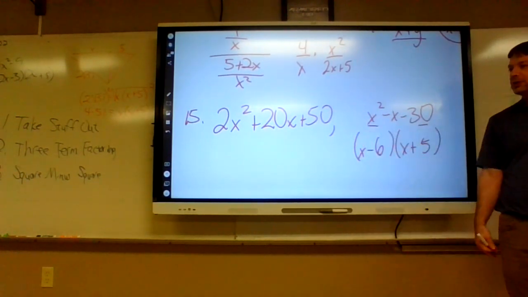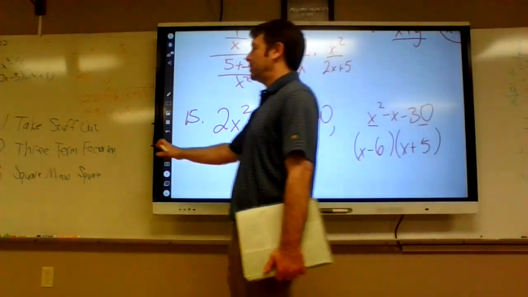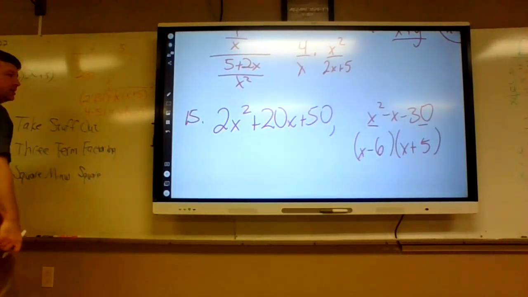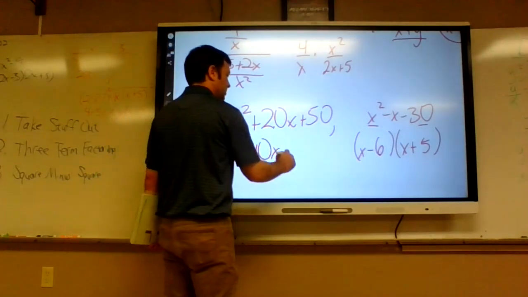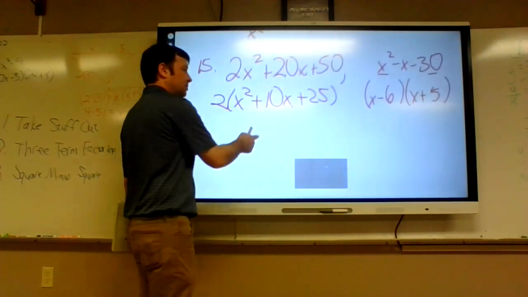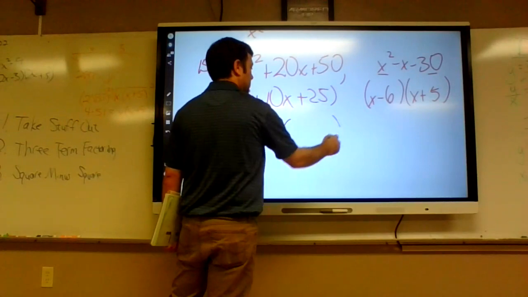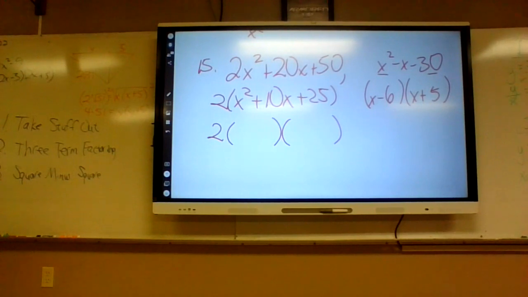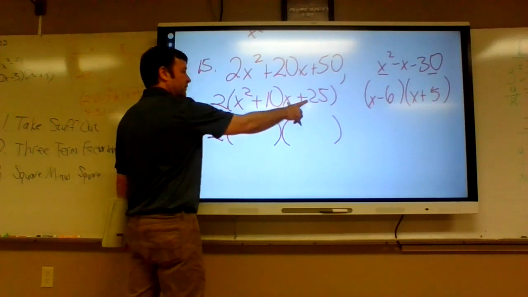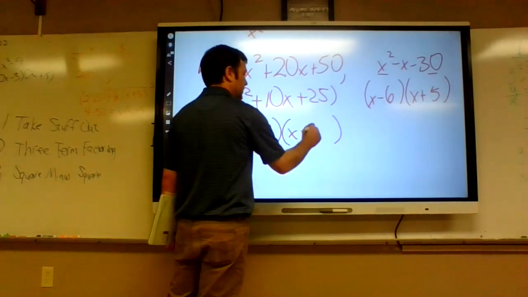Okay, what should I do first on this guy over here? Take a 2 out. Yeah. You should always check, can I take stuff out first? Yes, you take a 2 out of all those. Divide all those by 2. That stuff in parentheses looks like it should factor again. What goes into 25, that adds up to 10? 5 and 5.